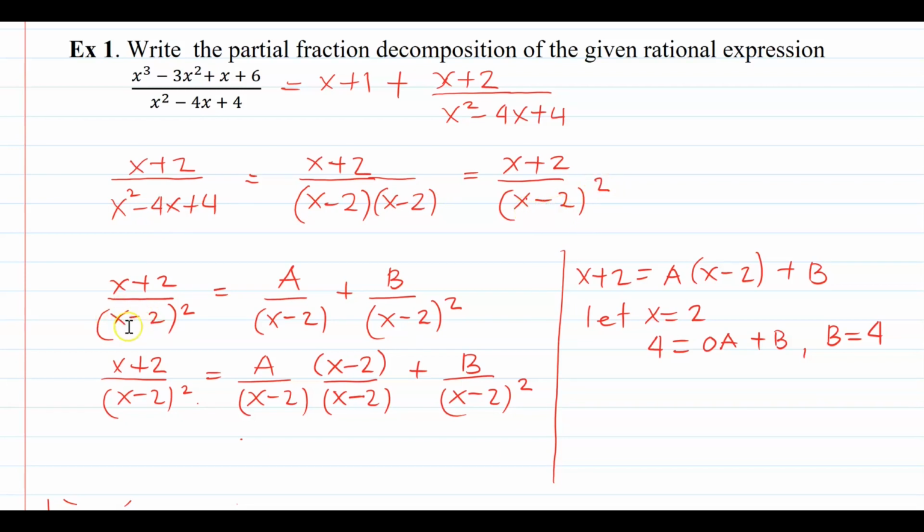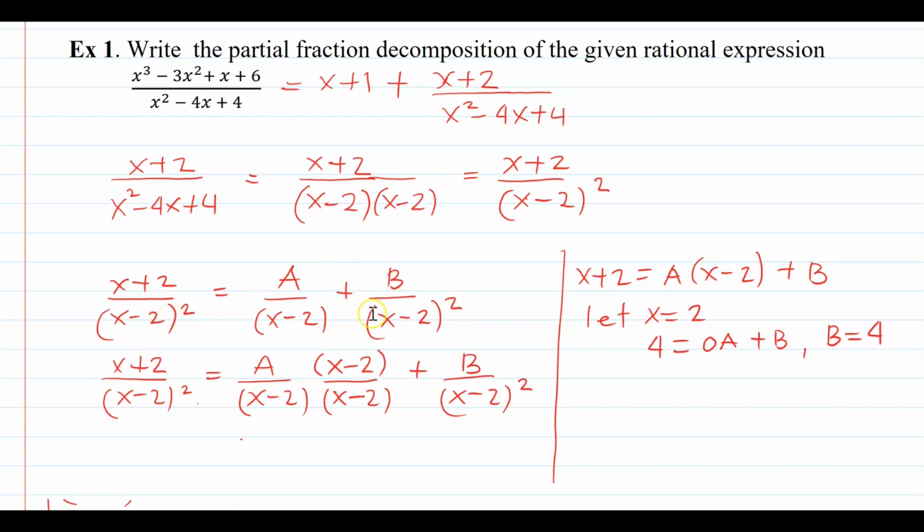And because x minus 2 is linear, our partial fraction decomposition form is A over x minus 2 plus B over x minus 2 squared. Notice that the exponent of the denominator starts from 1, and on the second fraction the exponent is 2. That exponent is equal to the highest exponent of the denominator, which is 2.